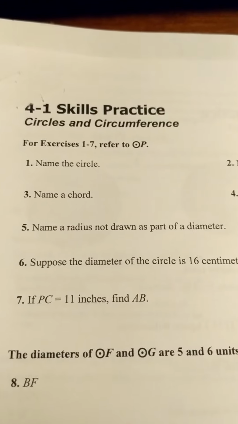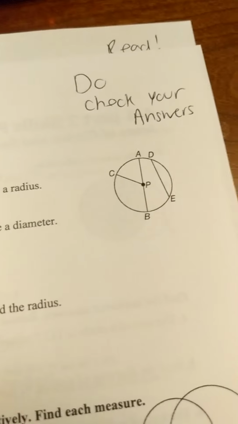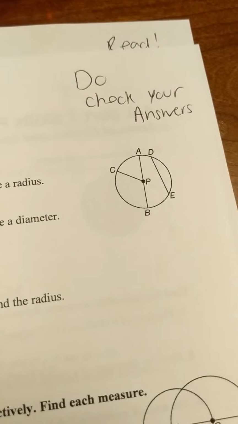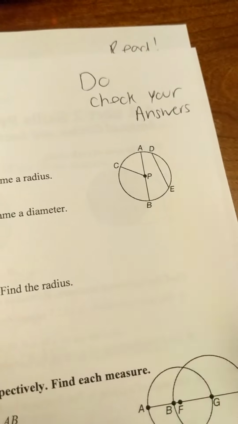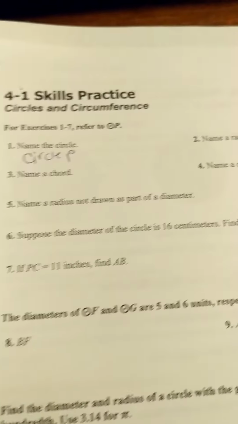It says to name the circle. So all we need to do is just identify the point that's in the center of the circle. So in this picture here, it's P. So we will just say circle P.